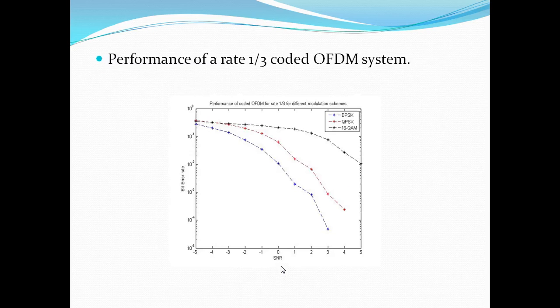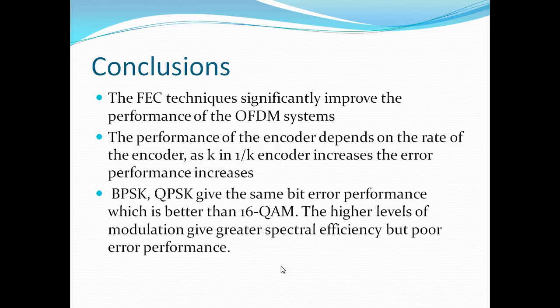And finally, we compare the performance of a 1/3 rate encoder for different modulation schemes. It can be seen that the rate 1/3 encoder with BPSK modulation gives the best performance of all the coded and uncoded modulation schemes. And hence it can be concluded that forward error correction techniques significantly improve the performance of OFDM systems.